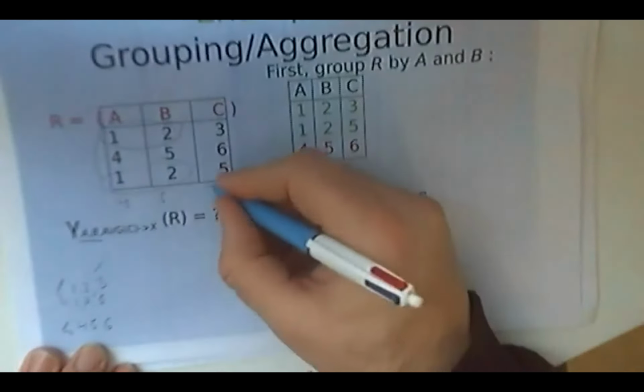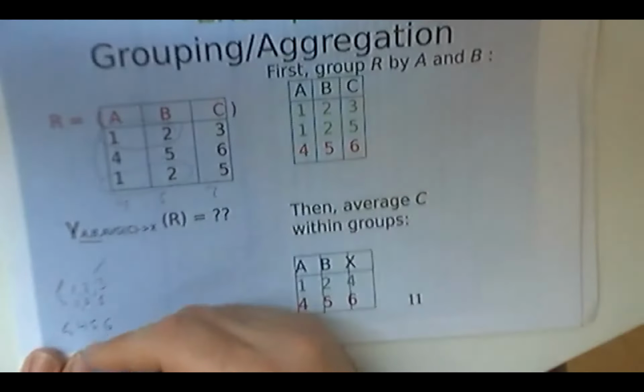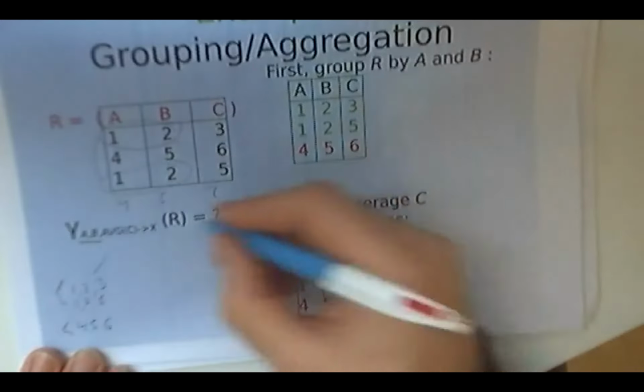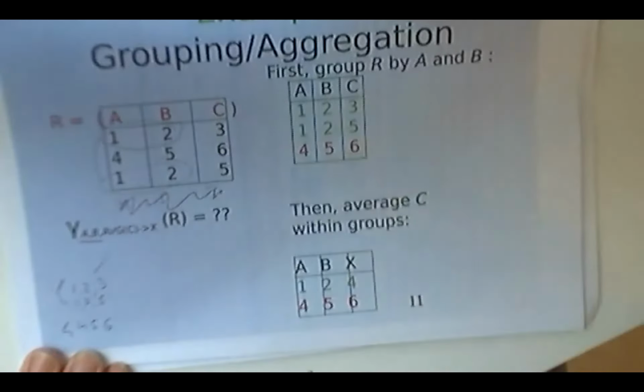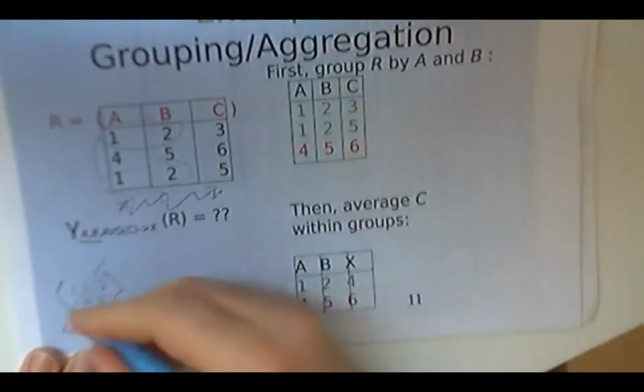4, 5, 7 would be added to this group, right? If I had another one, 1, 3, 6, that would define a new group called 1, 3, and it would have 1, 3, 6. But let's just stick with this here. Hope that's clear. So we have 2 groups. We form 2 groups. Okay.